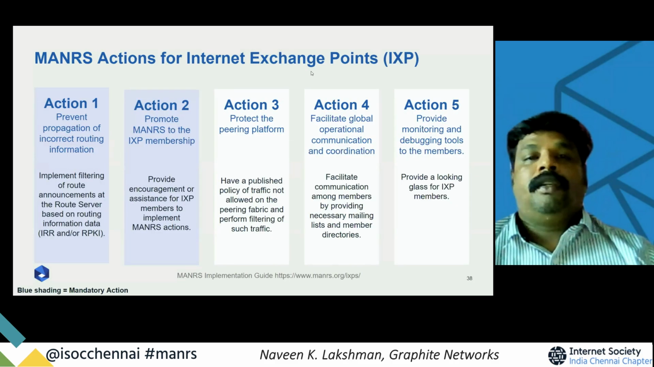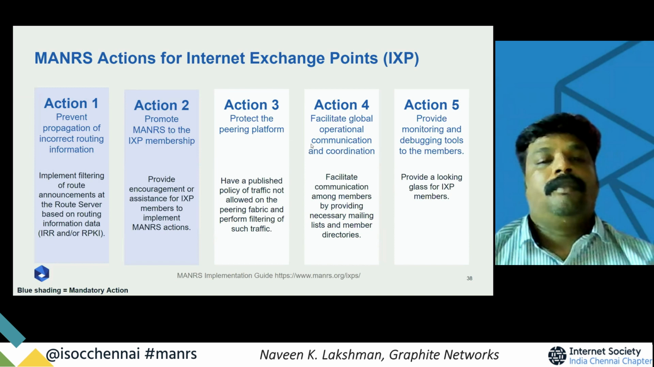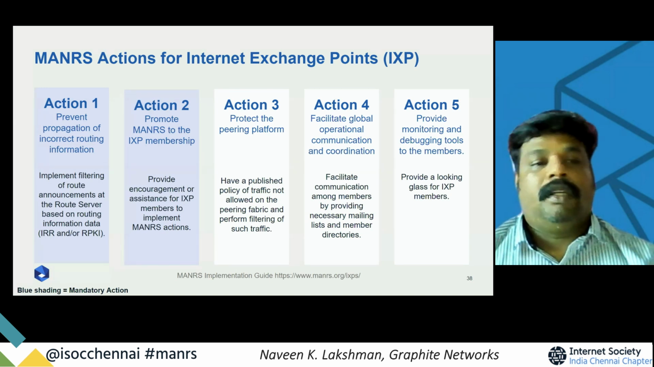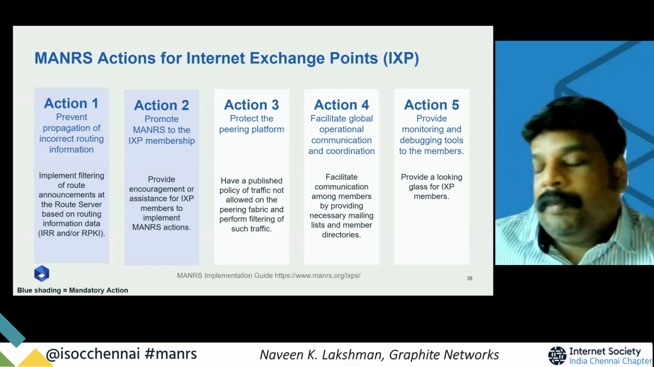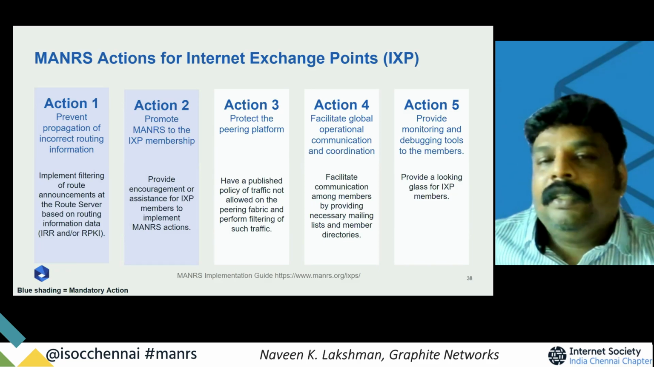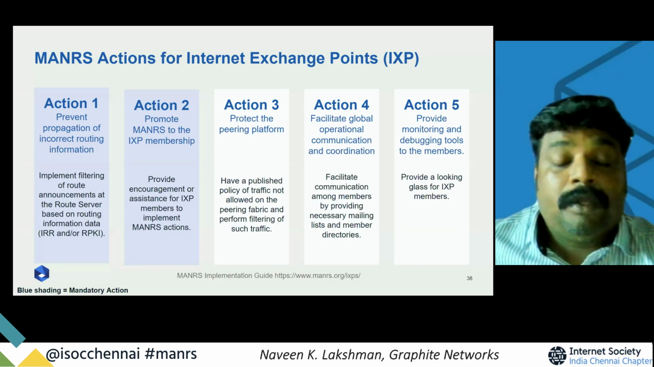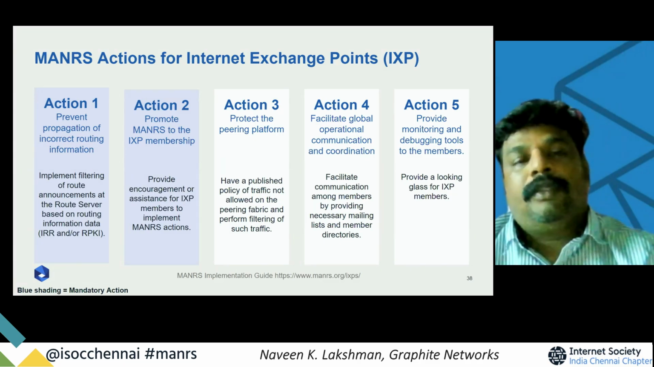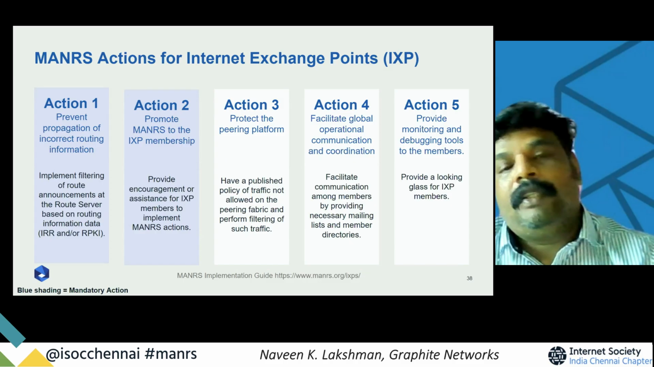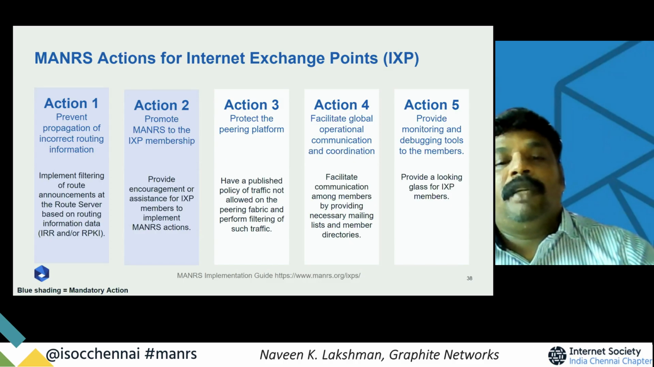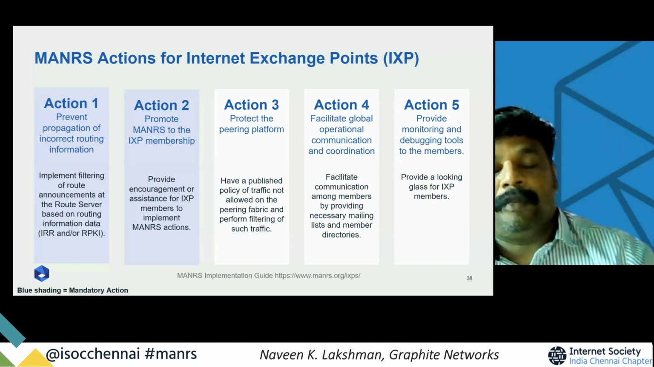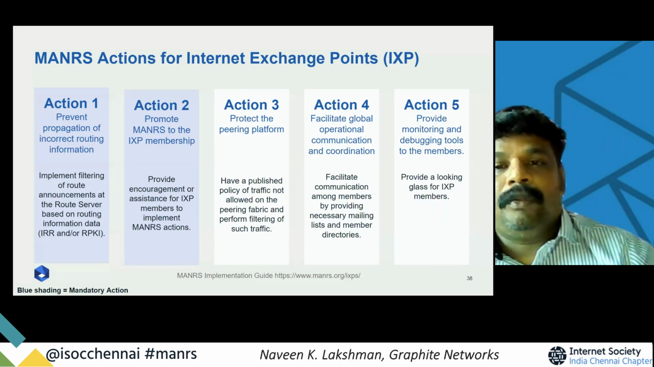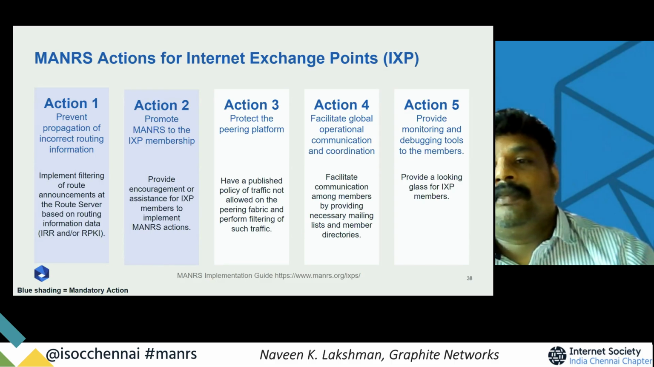For the internet exchange point, you have 5 actions. So one is prevent incorrect routing information. Second is to promote MANRS to the IXP membership. So for example, if an IXP in India has adopted MANRS, they have to promote MANRS to the participants who connect in the particular internet exchange point. Then they have to protect the peering platform from unwanted traffic, like they have to filter out protocols like CDP, etc. Again, they have to facilitate global coordination, and they have to provide monitoring tools.